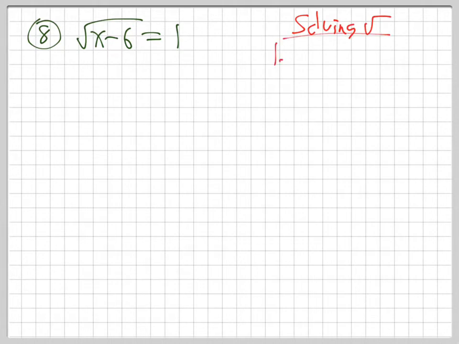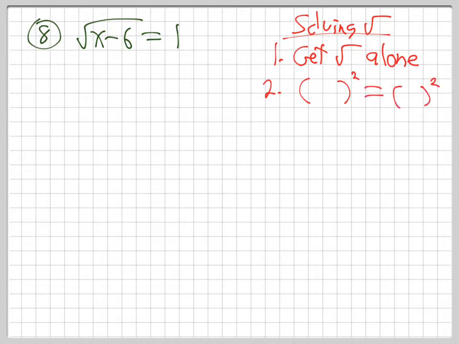Well, basically, it's kind of like absolute value. First step is get the root alone. We have to isolate it. And then second step, you're going to do parenthesis 2 power on both sides. I don't know if you remember, but a 2 power is the opposite of a root. And then step 3, you must check your answer.